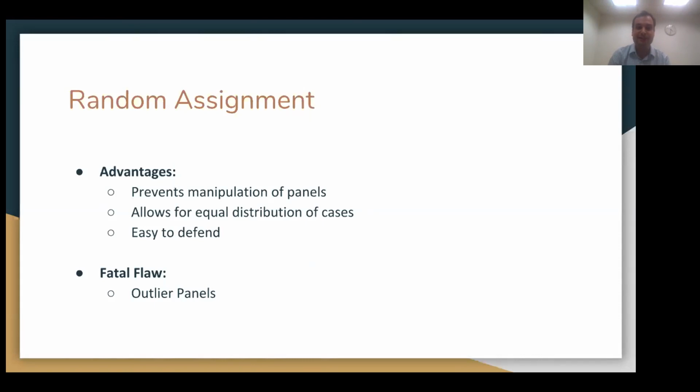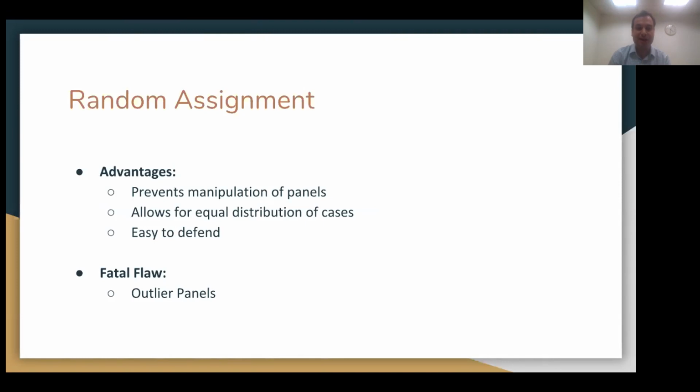But there is one big disadvantage to random assignment, and I call it its fatal flaw, and that is outlier panels. By outlier panels, I mean panels that simply do not reflect the views of the entire appellate body as a whole. It's easy to see how random assignment will produce outlier panels as a matter of simple probability. For example, if you take a 13-judge appellate circuit, you assume that 8 judges go for party A and 5 judges go for party B. There'd be almost a 1 in 3 chance for a party B panel to result.